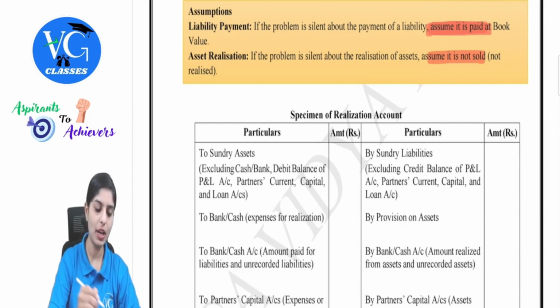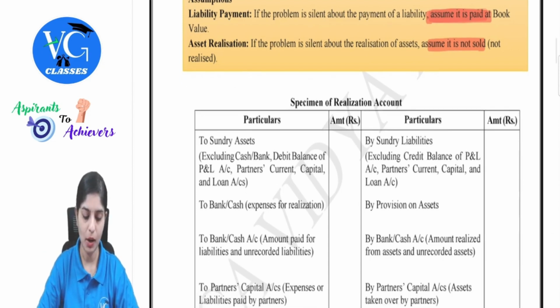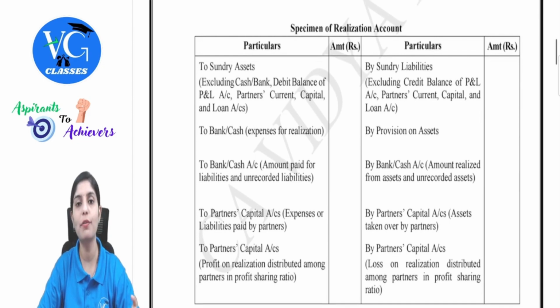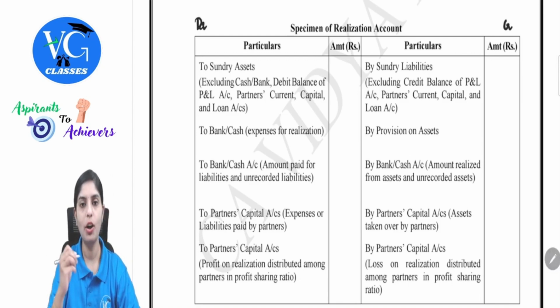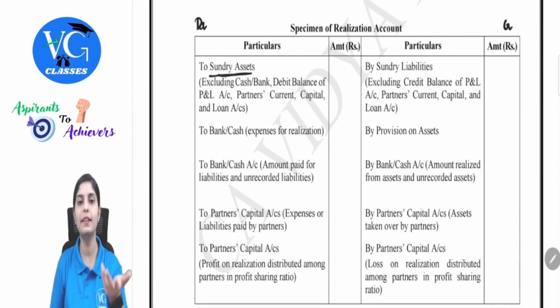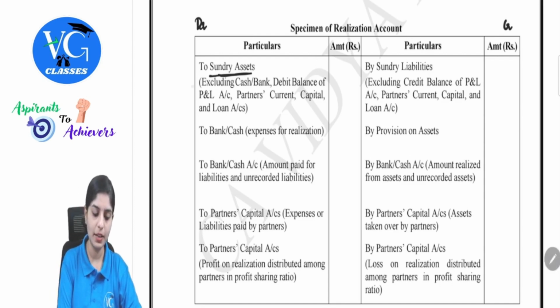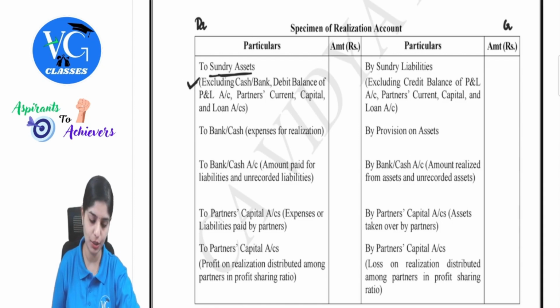So till now we understood what should be the structure of approaching a dissolution question. Now this is just a specimen or a format of a realization account. This is nothing but a ledger format, debit and credit. On the debit side, you will see all sundry assets, that is a list of various assets, because the entry while we clear the balance sheet would be realization account debit to assets. Understand one thing, this will exclude cash or bank, because for cash or bank we will prepare a separate account since this is representing inflow or outflow of money. So therefore it will not be considered a part of realization.